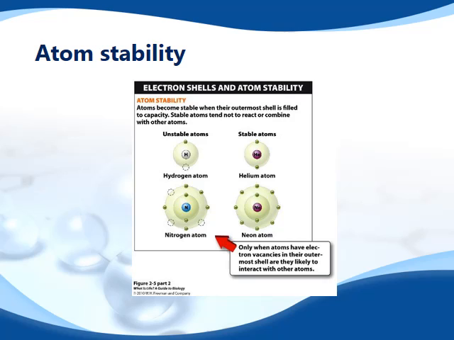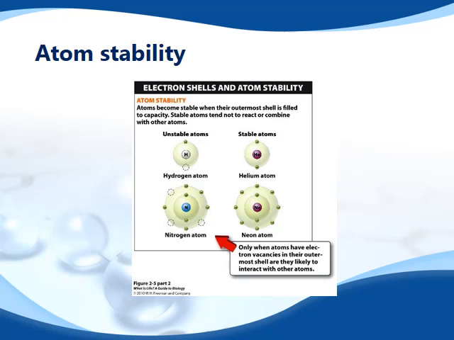When we have or do not have vacancies in the outermost electron shell, we can determine the atom's stability. An atom becomes stable when their outermost shell is filled to capacity. Stable atoms tend not to react or combine with other atoms. Let's look at the following example.